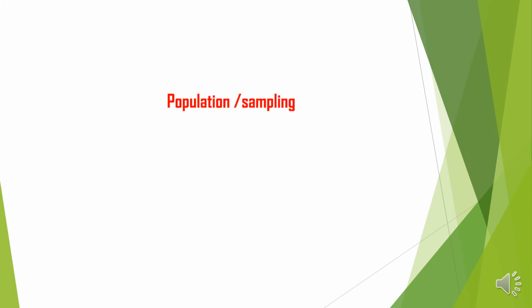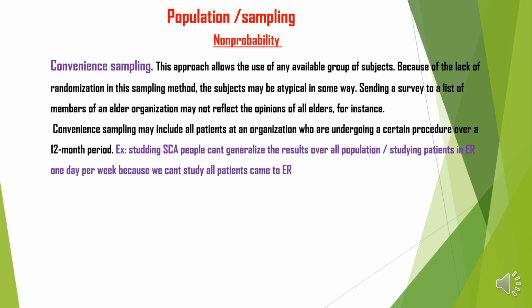What are the types of non-probability sampling? Number one, we have convenience sampling. This approach allows the use of any available group of subjects because of the lack of randomization in the sampling method. The subjects may be atypical in some way, like sending a survey to a list of members of an elder organization, which may not reflect the opinion of other elders. For instance, convenience sampling may include all patients at one organization who are undergoing a certain procedure over 12 months.